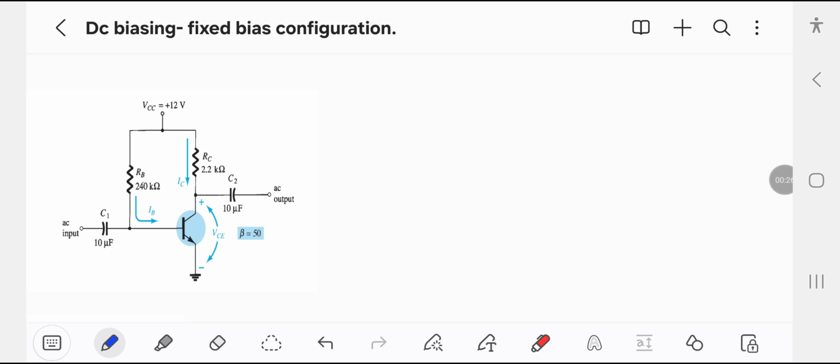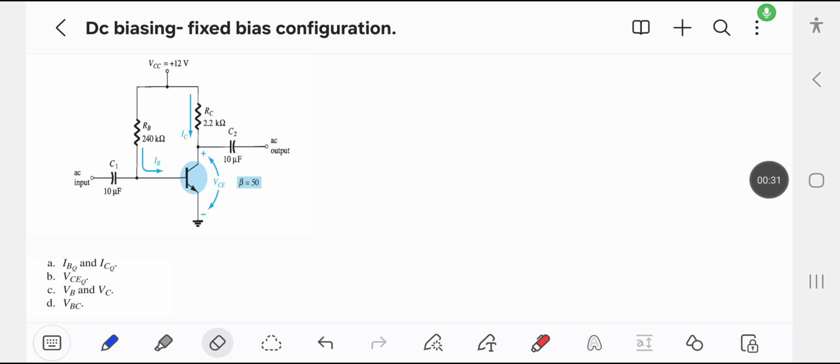So in the first case we are going to find IBQ and ICQ. In the second we are going to find VCE, and in the third we are going to find VB and VC. In the fourth case we are going to find VBC. So let's start with the first case.